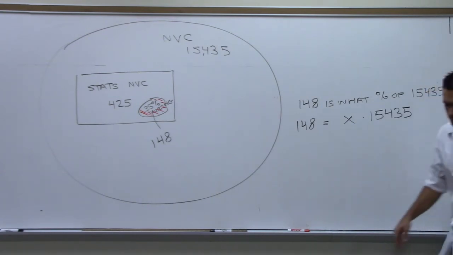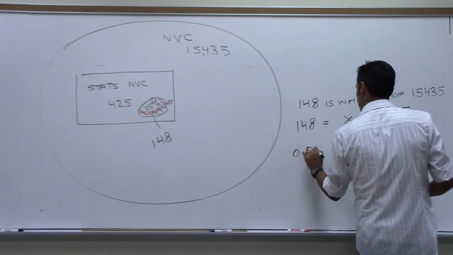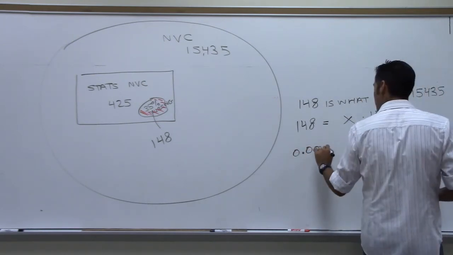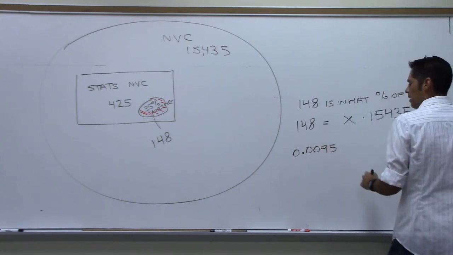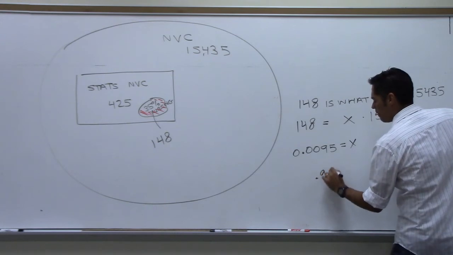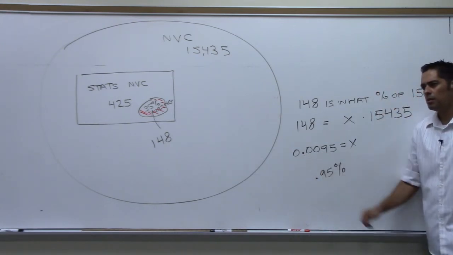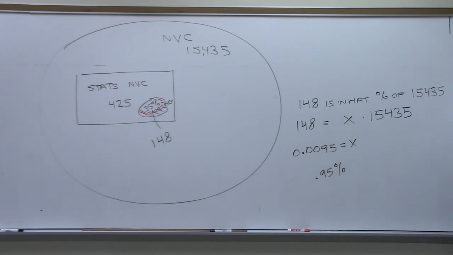What do you get? 0.0095 is x, so about 0.95%. Because we have to move this over two places. So about 1%. It's about 1%.